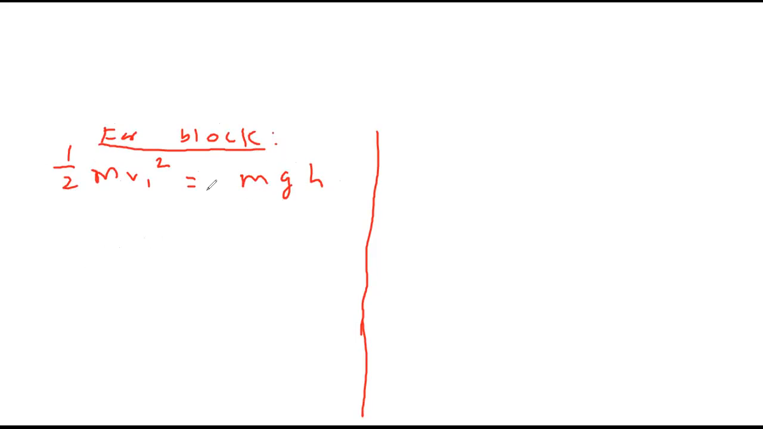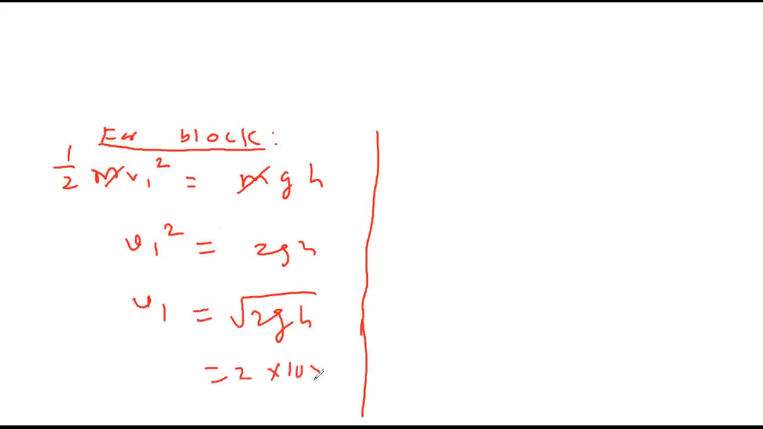From both sides I can cancel this m. Therefore v1 square equals 2gh. So v1 equals root of 2gh. 2 into 10 into 0.1 will become equal to root 2. So the velocity of the block is root 2 when it reaches up, right after the bullet was fired.